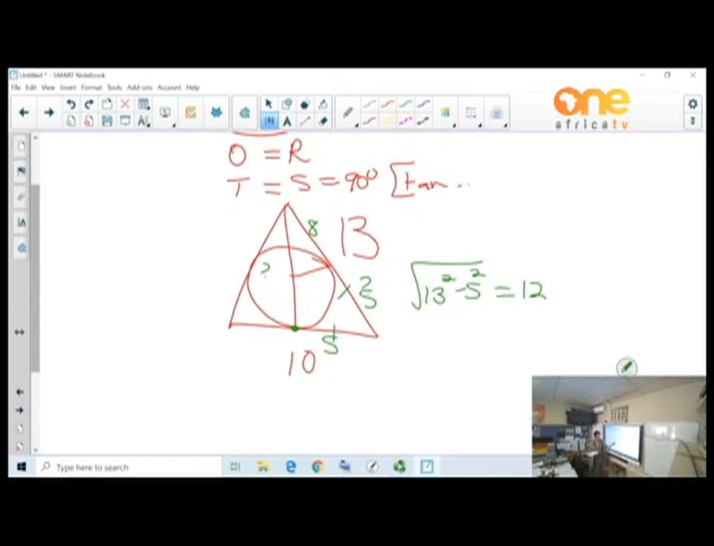The big mistake is, learners say this one is 6.5 and it's not. Because it looks like it's in the middle, but it is not in the middle. Look at the facts that we have there. So from there, I'm going to use similarity now.